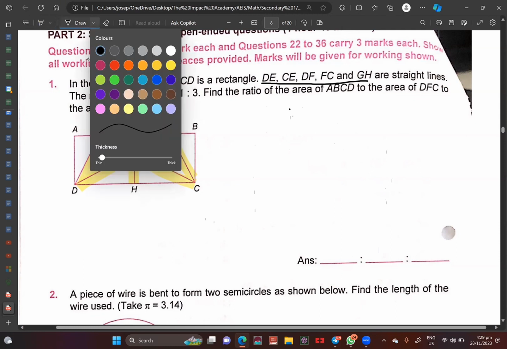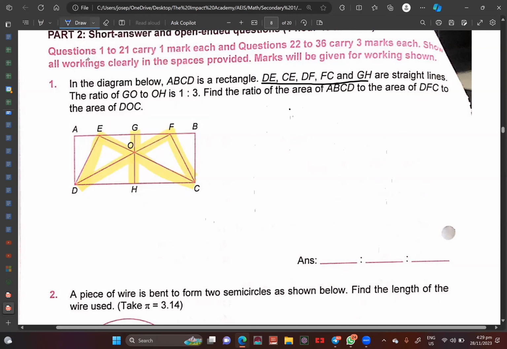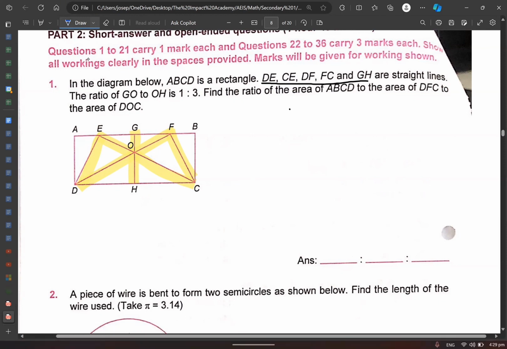Okay, the ratio of GO. So what we want to do is to quickly note down that for GO, I'm just going to note down, GO has a ratio of 1 unit, so maybe we can just put 1 unit over here. And OH has a ratio of 3 units.